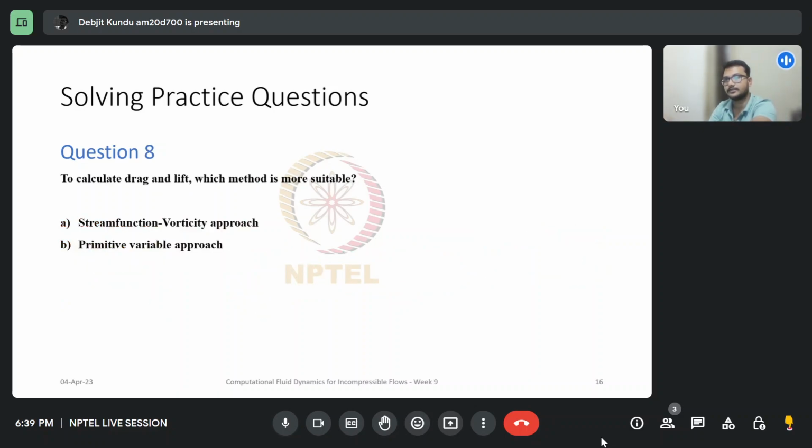We'll move on to question number 8 of today's session, which is asking us that in order to calculate drag and lift, which method is more suitable? Is it option A, stream function vorticity approach, or is it option B, primitive variable approach?